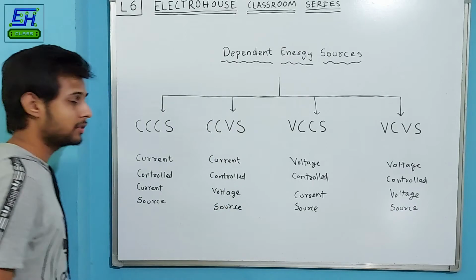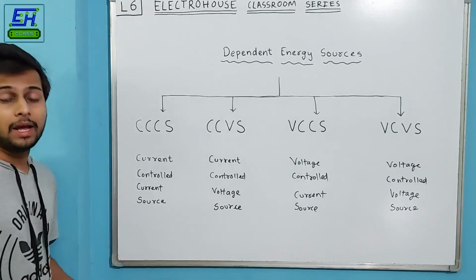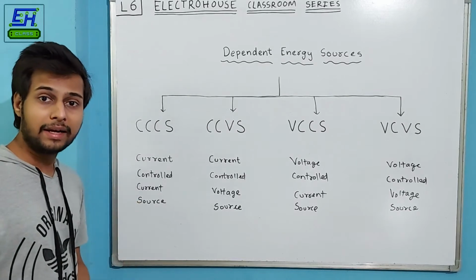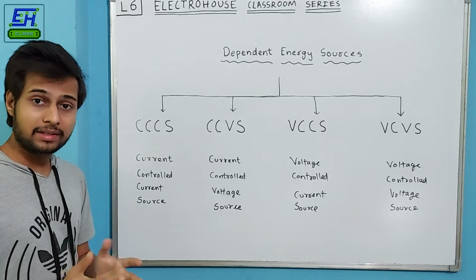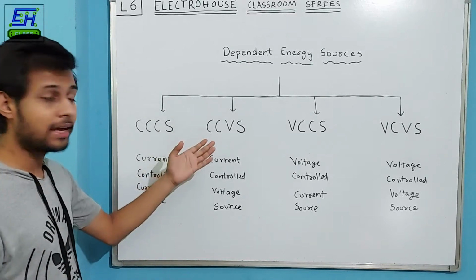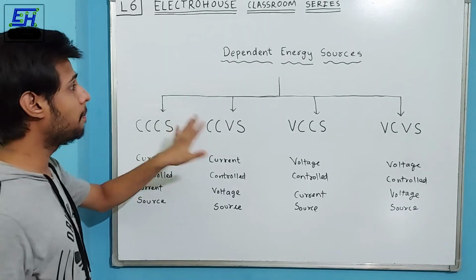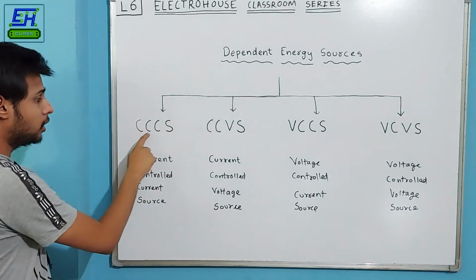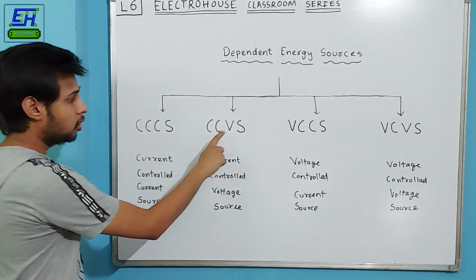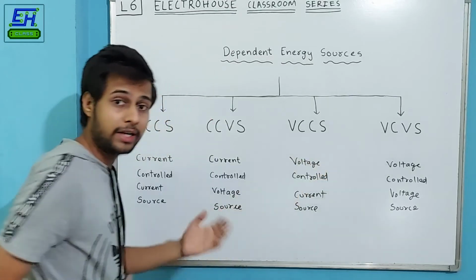Dependent electrical energy sources depend upon some input circuit variable or input circuit parameter, and the two most fundamental electrical circuit state variables are nothing but voltage and current. So we get four possible combinations of the dependent electrical energy sources: the current controlled current source, current controlled voltage source, voltage controlled current source, and voltage controlled voltage source.